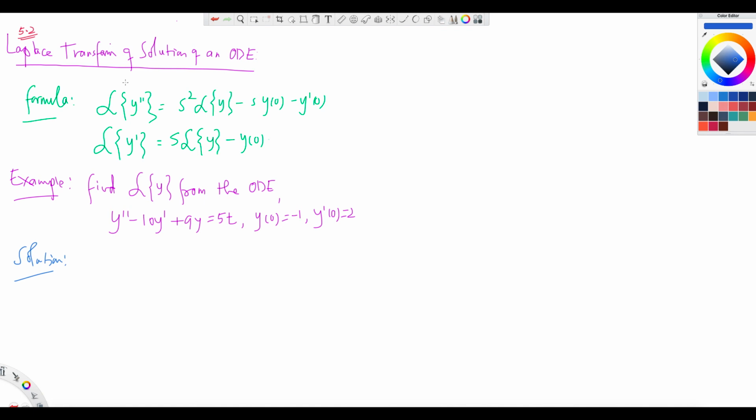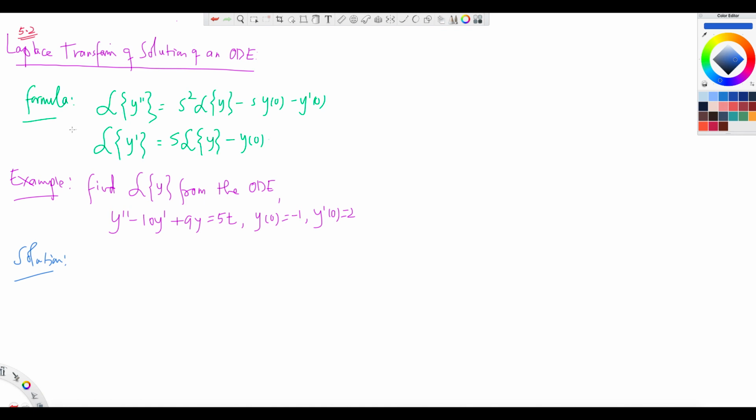After you find the Laplace transform of the solution, you will be able to take the inverse Laplace transform. That's our goal. We will take the inverse Laplace transform to find the actual solution. But for now, we are going to find the Laplace transform of the solution.